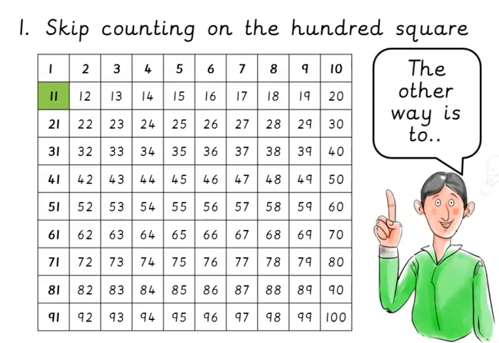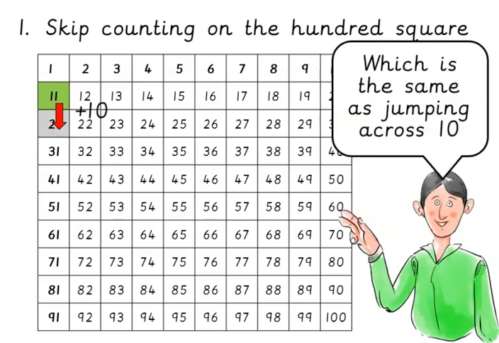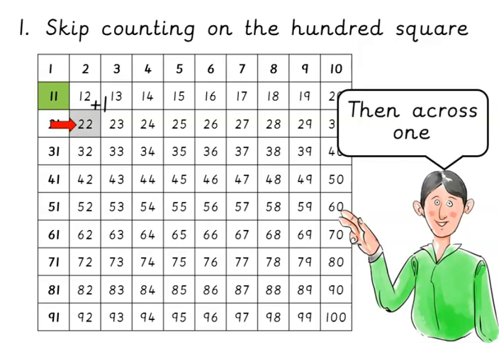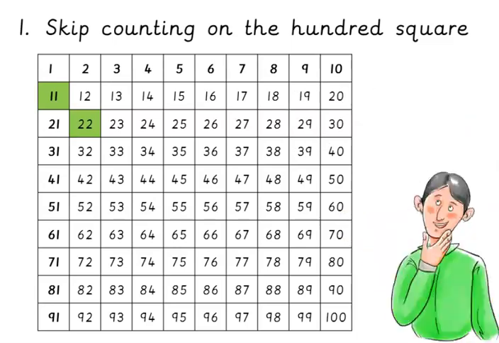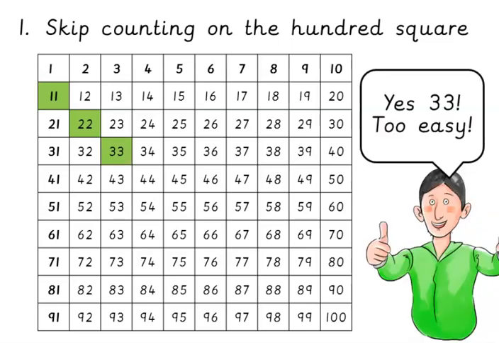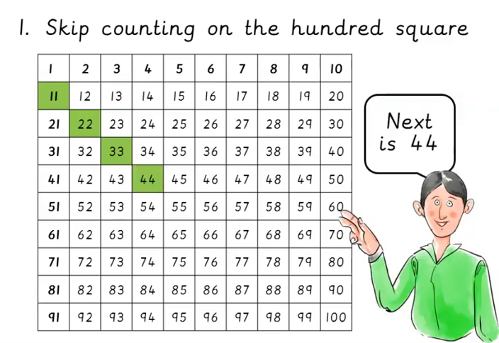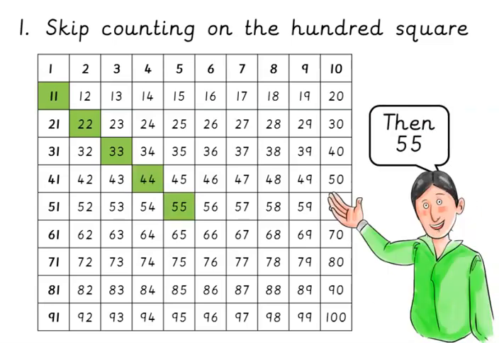The other way is to hop down a row, which is the same as jumping across 10, and then across 1, which will also give you 22. Simple. Okay, so we've got 11 and 22. Can you think of what the next number could be? Yes, 33. Too easy. Next is 44, then 55.